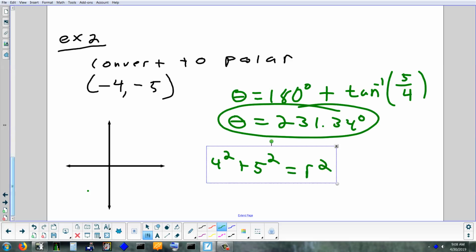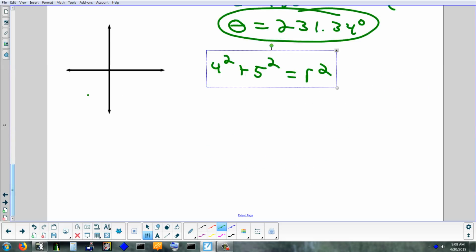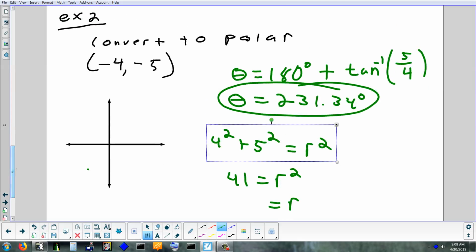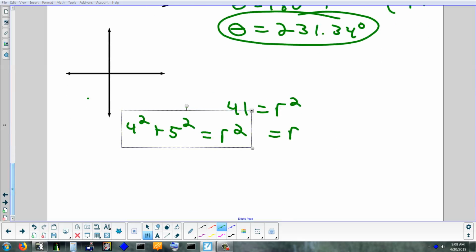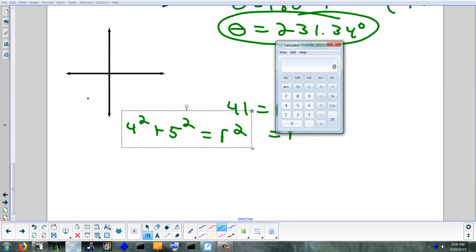So that's going to give me 16 plus 25. What's 16 plus 25? 41. But now I want r, so I'm going to do the what on both sides? Square root. So r is the square root of 41. Normally I would leave that as an exact answer, square root of 41, but I already rounded the angle. So let's just round everything at this point. If you round one thing, just round everything then. So square root of 41.